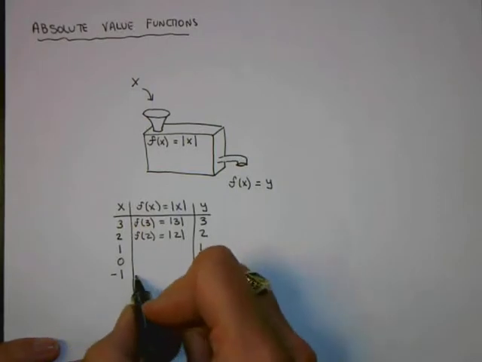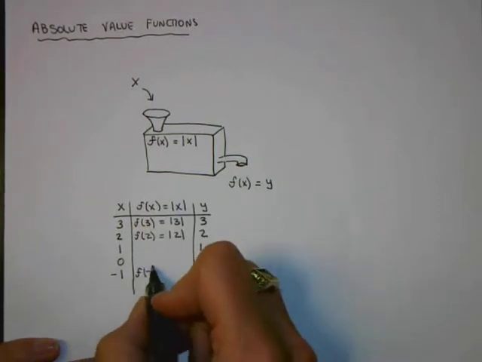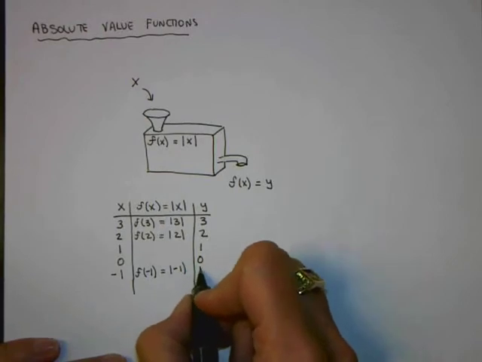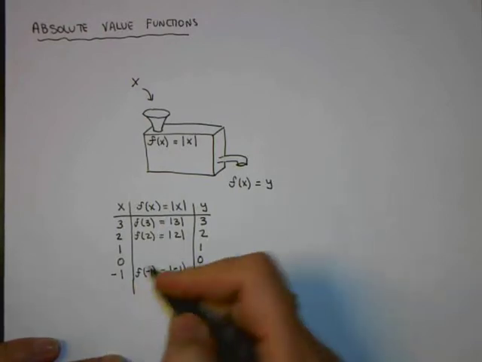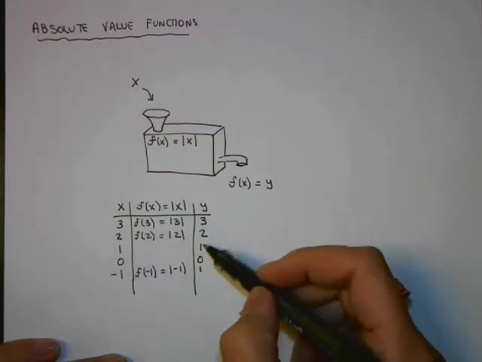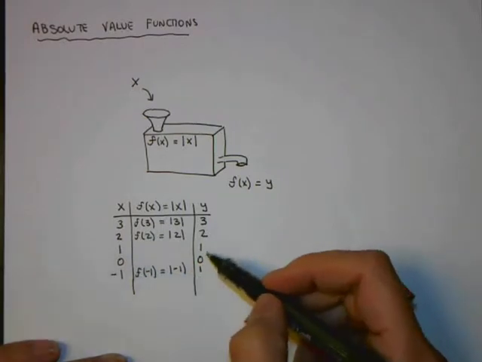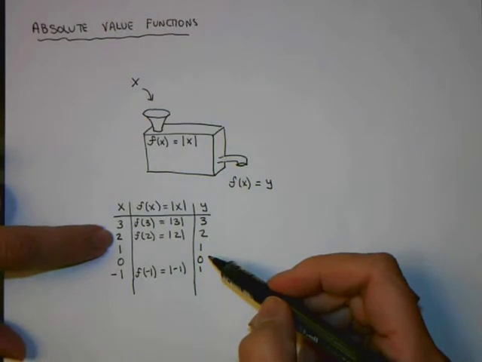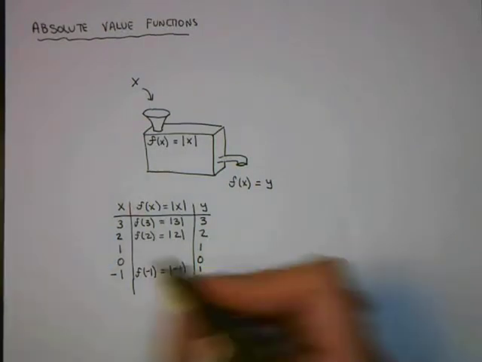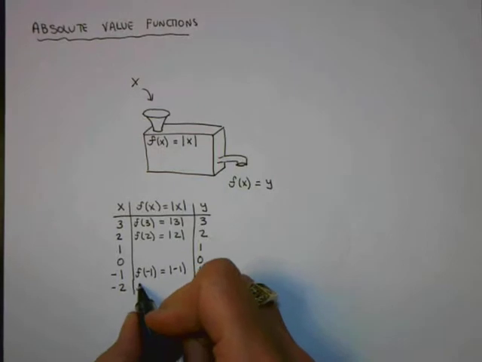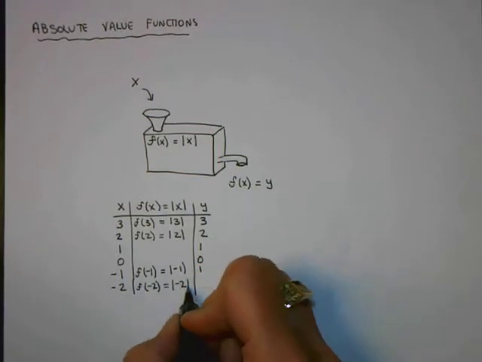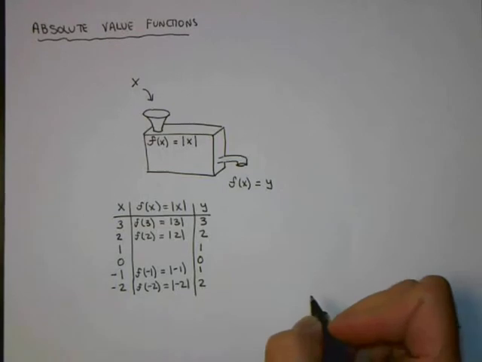Let's say that I put in a negative 1. The value of the function when we put in a negative 1 is the absolute value of negative 1, which is just 1. Now notice that two different input values, 1 and negative 1, had the same output value. This is still a function because it's not like there was a case where I put the same number in twice and got different things out. So if I put in a negative 2, the value of the function is the absolute value of negative 2, which is 2.